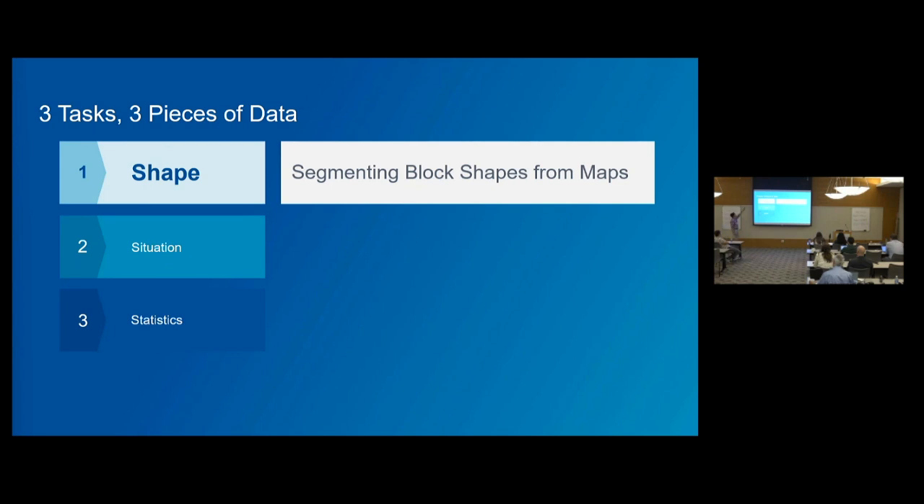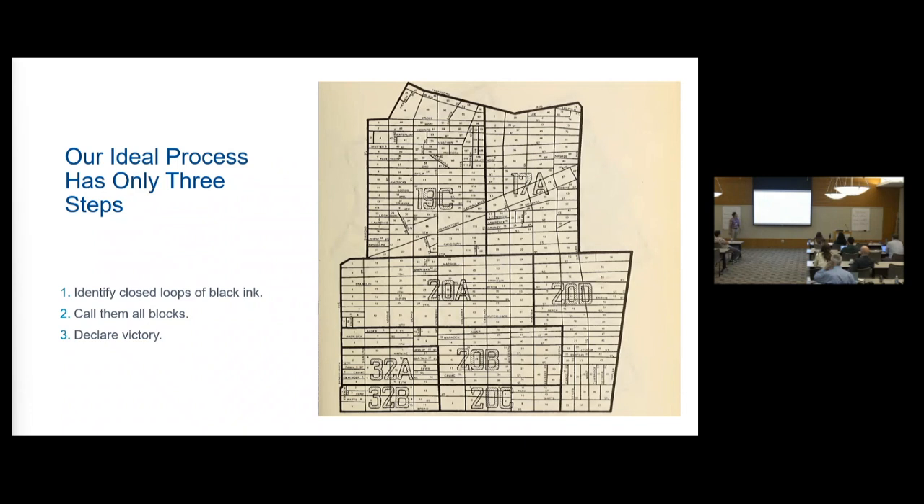So the first problem here is segmenting the block shapes from the maps. This is a typical map from the 1940 Census of Housing Block Statistics. What are some features that I'll point out here? The dark outlines here are tract boundaries. The bubbled letters that have this speckle pattern in them are tract identifiers. These small polygons are blocks. These are the shapes that we are interested in. And then each block is labeled with a number in the interior of the block.